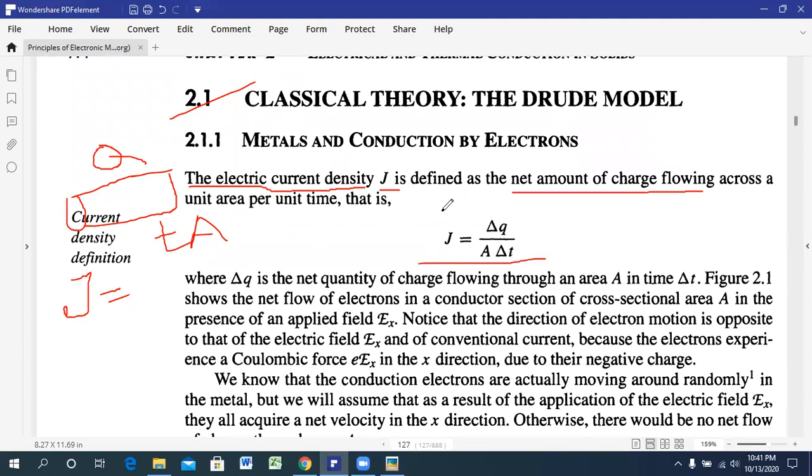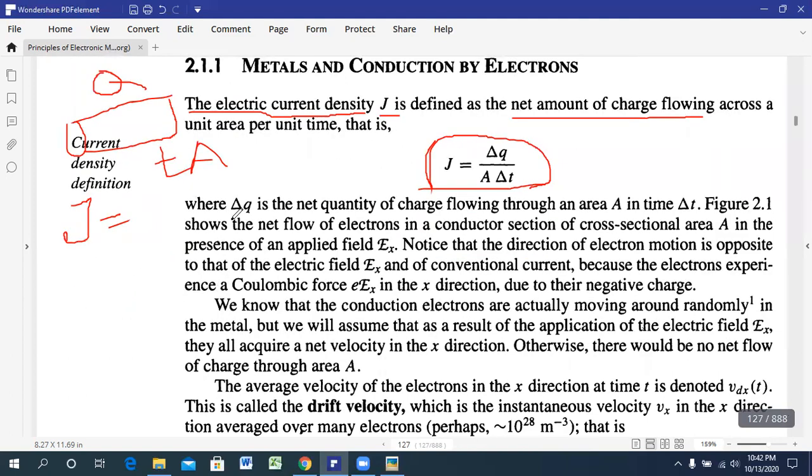Is that clear, this formula? The electric current density J can be defined as J equals delta Q divided by A delta T. Now, those who have, please bring your pen and paper and please try to write down these equations, which will help you to understand from where we have derived this formula. Now, the next thing is that here delta Q is the net quantity of electric charge flowing through the area A in time delta T.